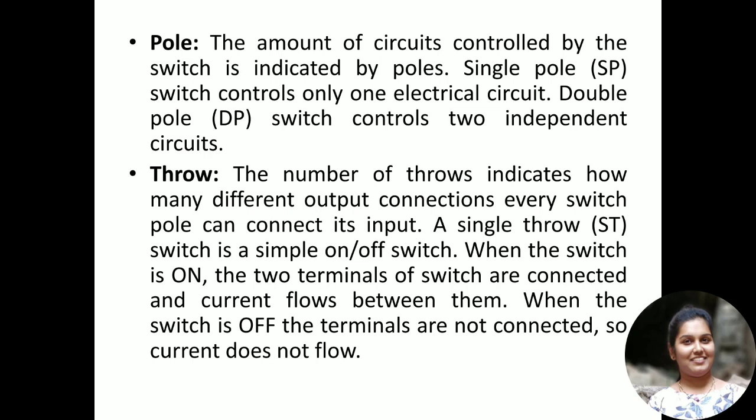Coming to throw, the number of throws indicates how many different output connections every single pole can connect its input to. A single throw switch is a simple on-off switch. When the switch is on, the two terminals of the switch are connected and the current flows between them. When the switch is off, the terminals are not connected and so current does not flow. So this is all about the switch and the components that make a switch.